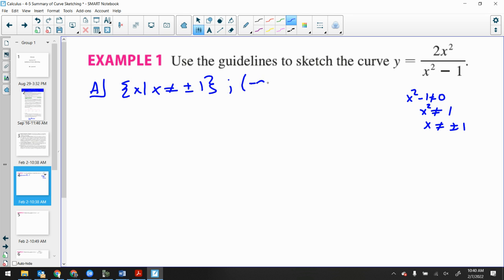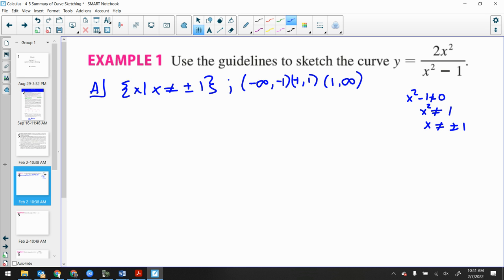Negative infinity to negative 1, and then negative 1 to 1, and then 1 to infinity. Basically everything but negative 1 to positive 1. No brackets on any of those. Okay, so there's our domain.